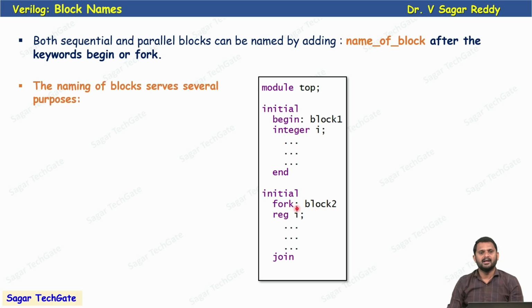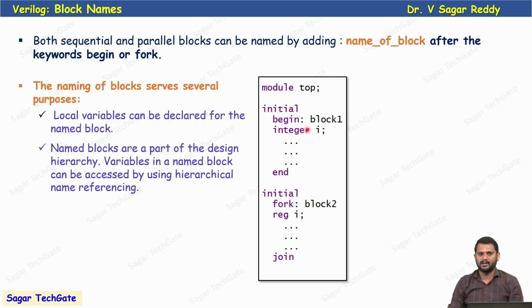Clear? Now see, the names of the blocks serve several purposes. Why do we need to assign names to each block? We'll see. Local variables can be declared inside named blocks. So what is the variable here? I is local to this block 1 only. Clear? Named blocks are part of the design hierarchy, so variables in a named block can be accessed by using hierarchical name referencing. I'll show an example, then you'll get an idea.